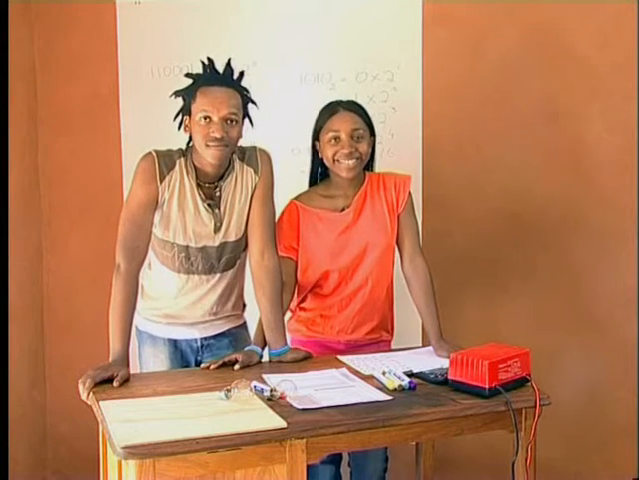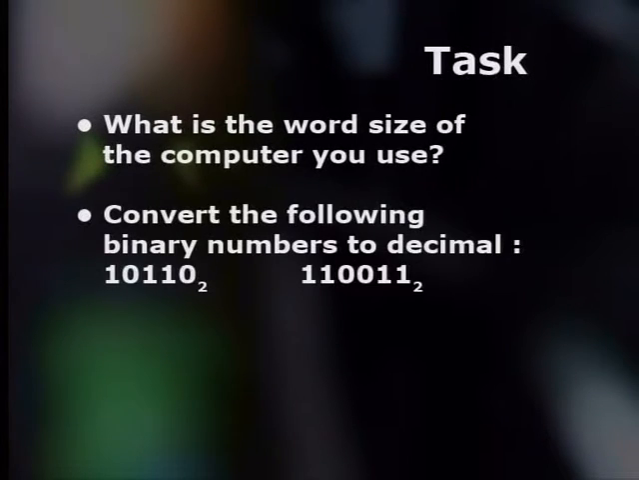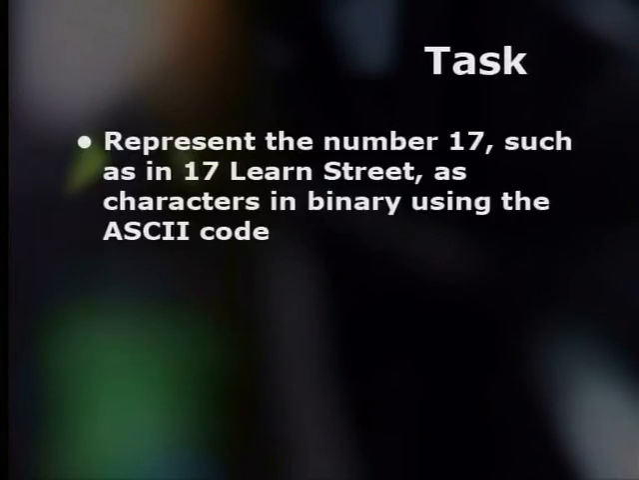Good work, you guys. Here's your task for today. What is the word size of the computer you use? Convert the following binary numbers to decimal: 10110 base 2, 110011 base 2. Convert the following decimal numbers to binary: 38 base 10, 127 base 10. Represent the number 17, such as in 17 Learn Street, as characters in binary using ASCII codes.